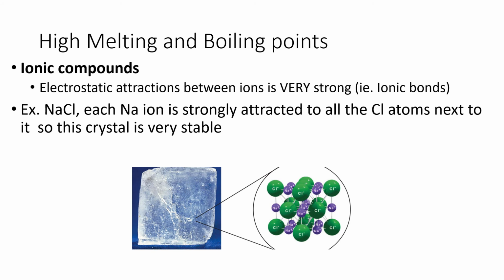So, for ionic compounds, electrostatic attractions between ions are very strong. If we're using NaCl, for example, a sodium ion is strongly attached to all the chlorine atoms next to it. So this crystal is very stable.